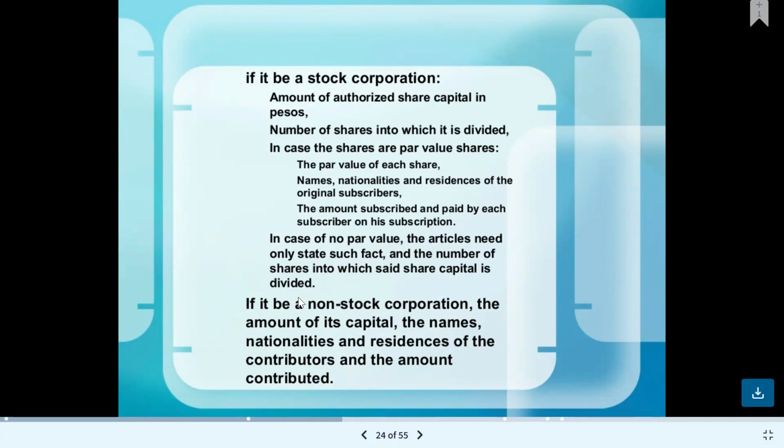If it is a non-stock corporation, the amount of its capital, the names of the incorporators, their nationalities, as well as their residences shall be put into the articles of incorporation.